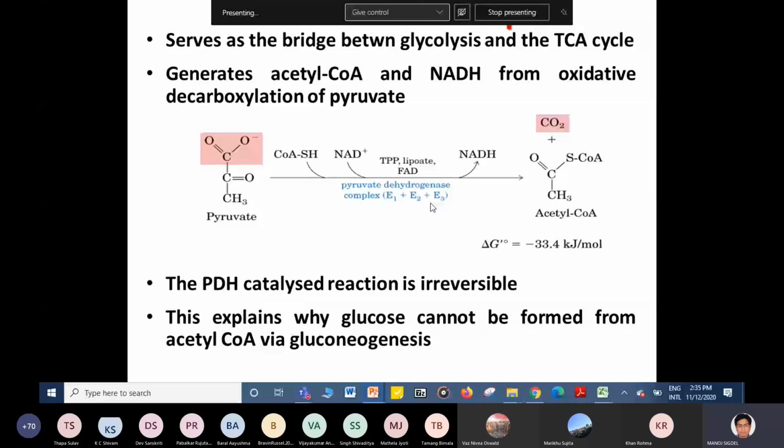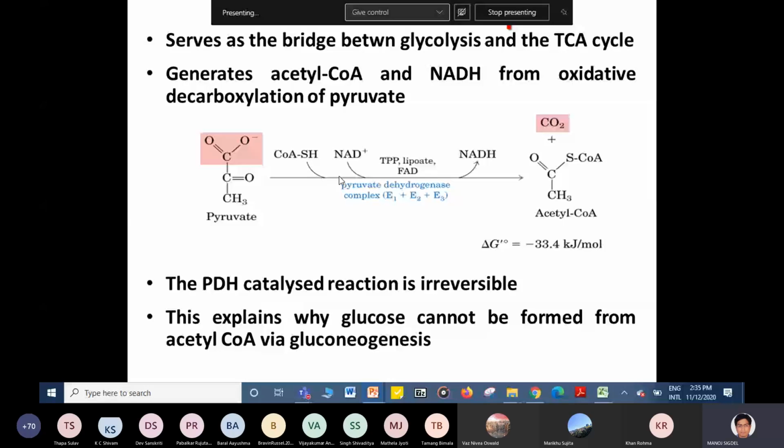Okay. Three enzymes and five different cofactors. Yes, what are the five? Okay, you can start from NAD. Second is FAD. Third is coenzyme A. Fourth one TPP. Fifth one lipoic acid. These are the five cofactors.